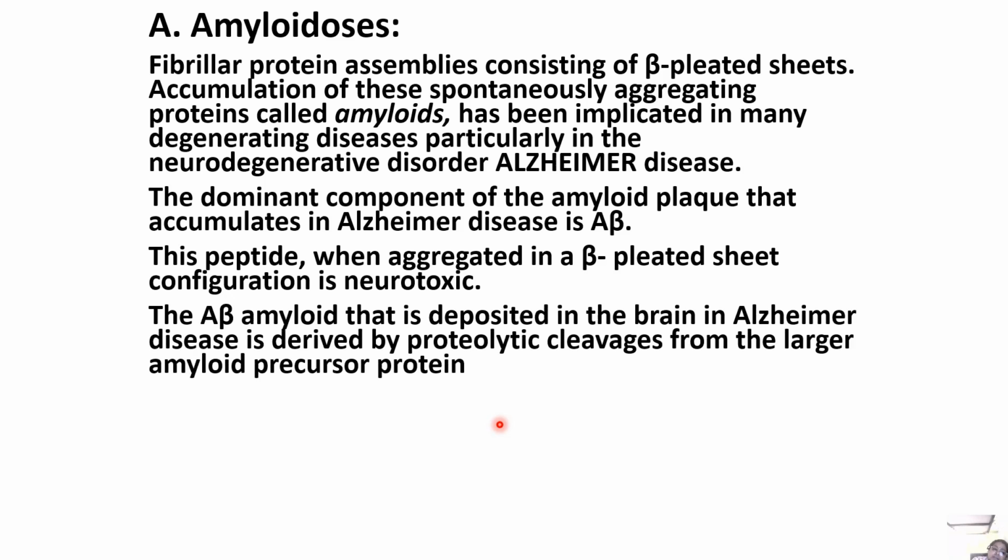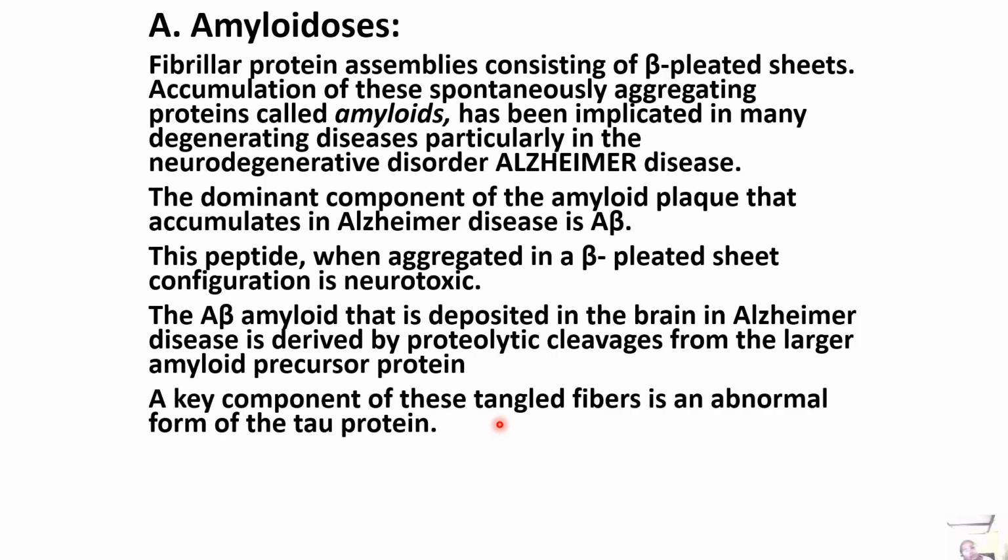The A-beta amyloid that is deposited in the brain in Alzheimer's disease is derived by proteolytic cleavages from the larger amyloid precursor protein. And the key component of the neurofibrillary tangle fibers is the abnormal form of the tau protein.